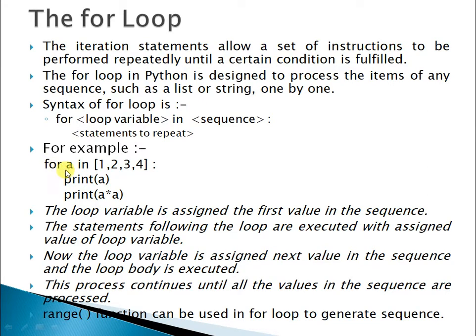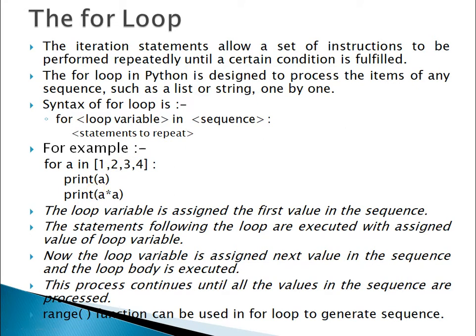So in for loop you have a loop variable, you can have any name, then you have in, then you have a sequence. So in place of this sequence you can also have the range function, because the range function also gives a list as sequence. Okay, so the actual syntax of for loop is for loop variable, in operator, then a sequence. It can be a sequence given by you, or it can be a sequence generated by using the range function.